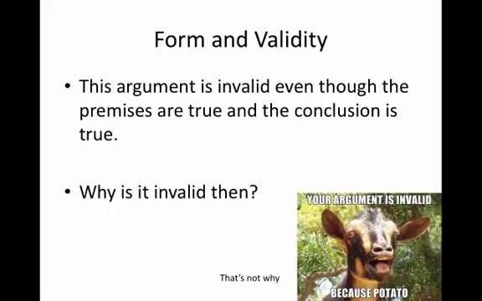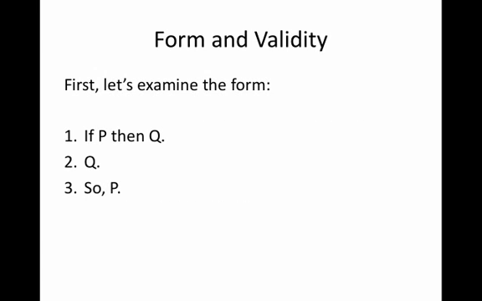Well, why is it invalid? Well, let's take a look at the form. If P then Q, Q. See Q, Q again right there. So P, the conclusion, first premise. All right, that's the form. If P then Q, Q so P.